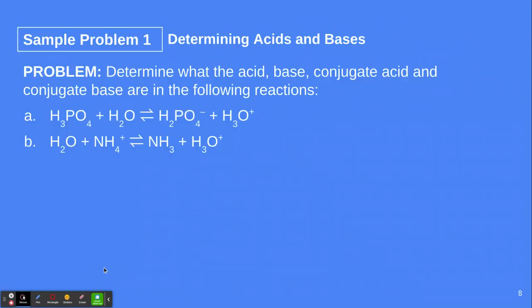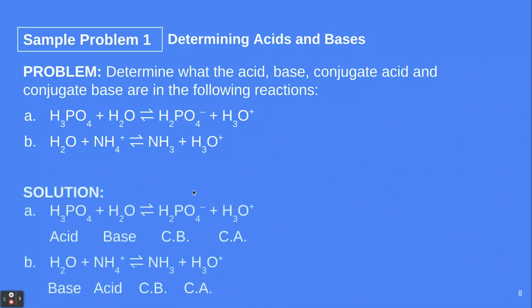We've got H3PO4 plus water is going to give us H2PO4 minus plus H3O plus, and then H2O plus NH4 plus giving us NH3 plus H3O plus. So for all of these, I want you to figure out what the acid, the base, the conjugate acid, and the conjugate base are. So all four are going to be in each one, used once. Your acid and base are on the left side, and the conjugate acid and the conjugate base are on the right side.